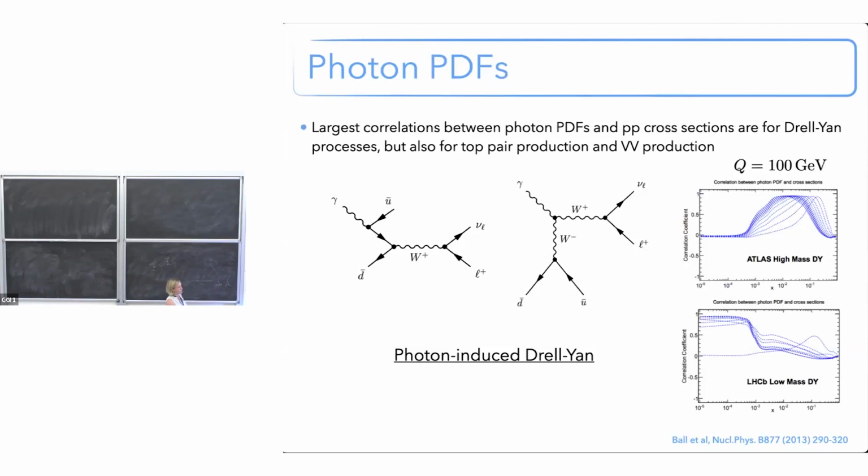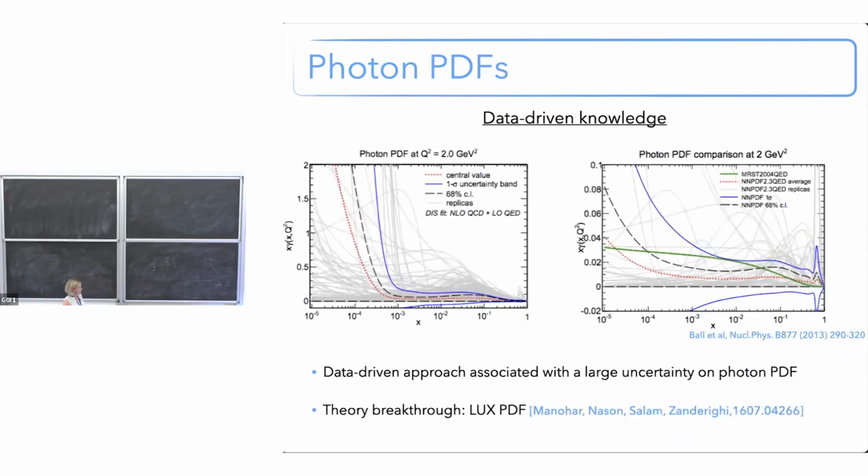So for example, the high mass Drell-Yan data, LHCb low mass Drell-Yan, so all the Drell-Yan data in principle can give us some information about the initial photon. But when we did the exercise, the data-driven determination of the photon PDF, treating it on the same footing as the quark and gluon, you see that it's basically not determined, really. It has a huge uncertainty because the data don't give us enough information on it.